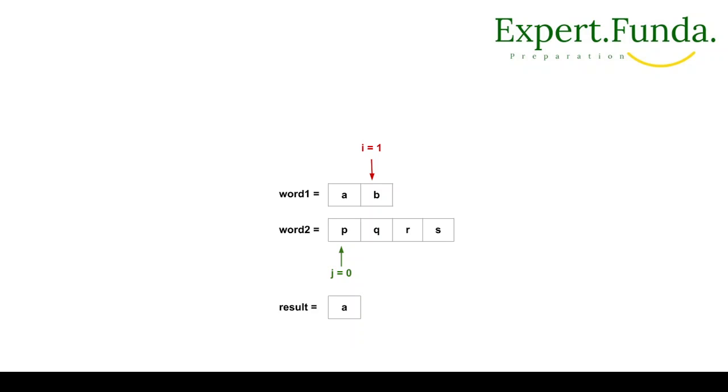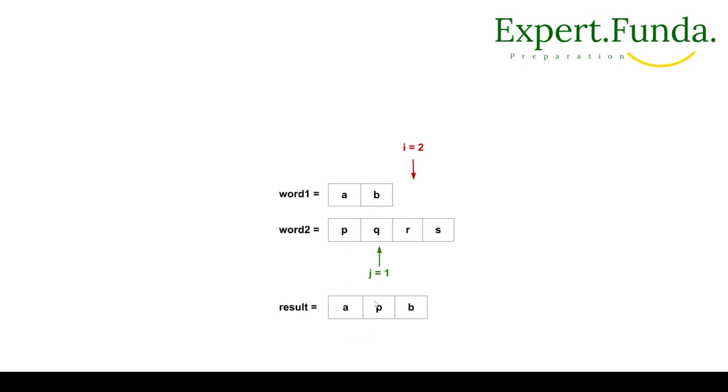To do that, first of all i will move to the next position, from 0 to 1, and j will remain at the same position. In that case, the first letter will come into the result. Coming back to the next one, word1 has already been written into the result. So now it's time to read from word2, that is the letter P. So we'll append it here.